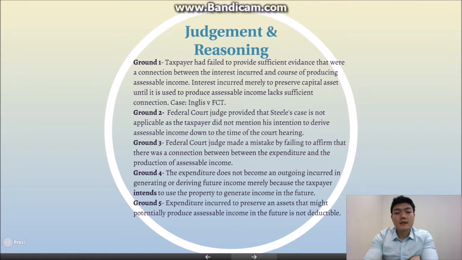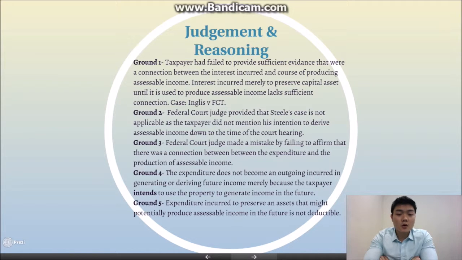Ground 5. The expenditure was not deductible under Section 8 of the Income Tax Assessment Act because it would be deductible against the gross proceeds if and when the property was put to profitable resale. Another meaning for that is that the interest should be included as part of the cost base to be deducted in capital gains tax when the property is sold next time.